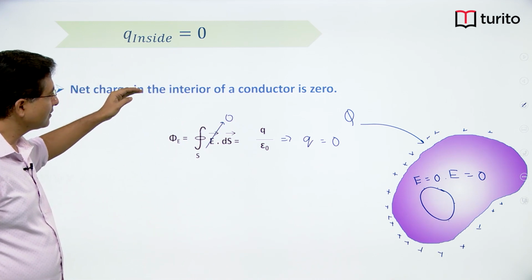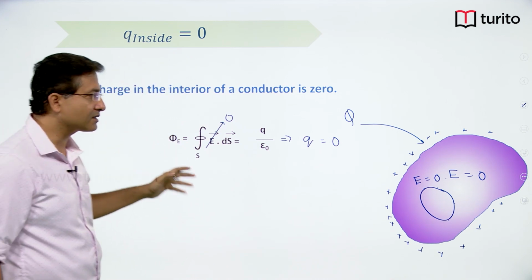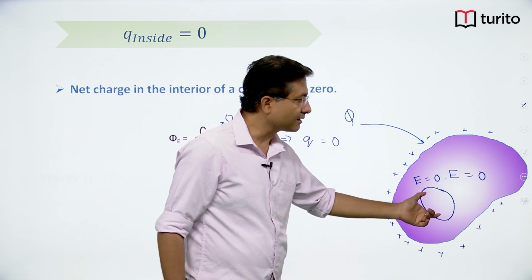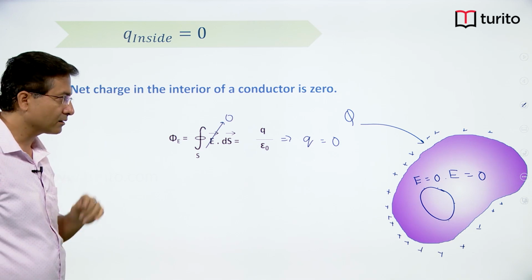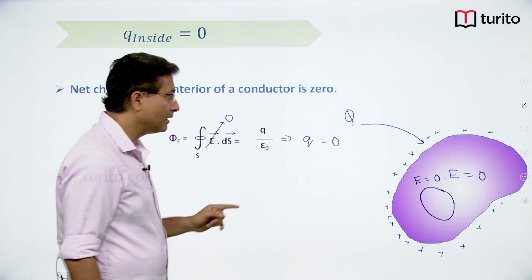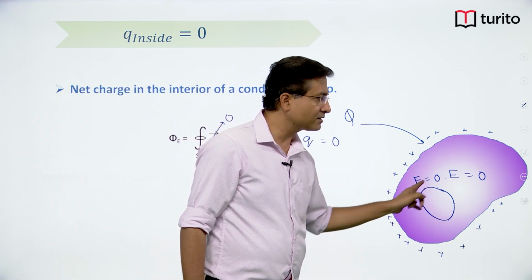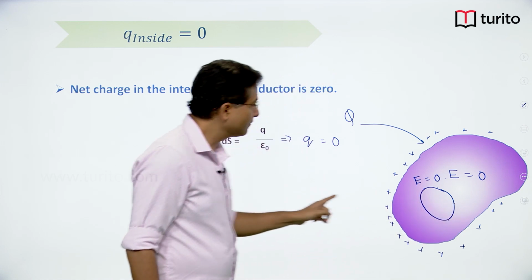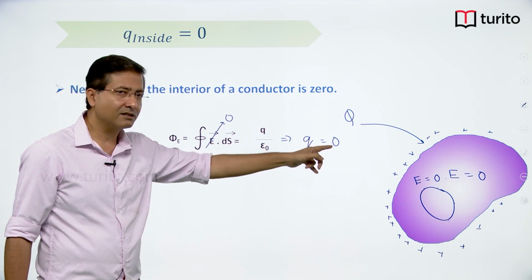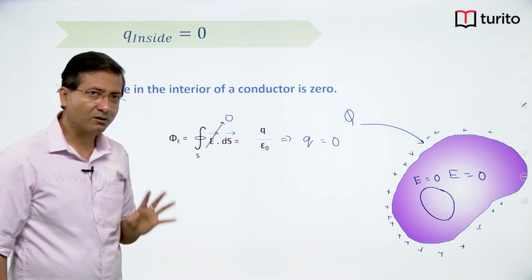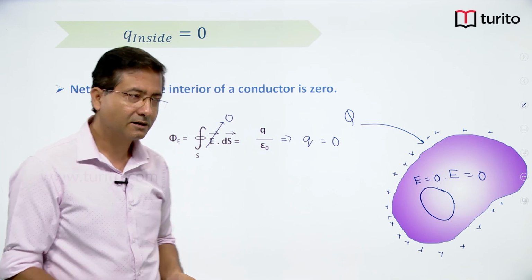No excess charge or extra charge can reside inside the conductor. This is the second point, and we have derived it using the first point: the field inside the conductor is 0. If the field inside the conductor at every point is 0, and you take a Gaussian surface, then there should not be any charge enclosed by this Gaussian surface. Here we are talking about net charge, right.